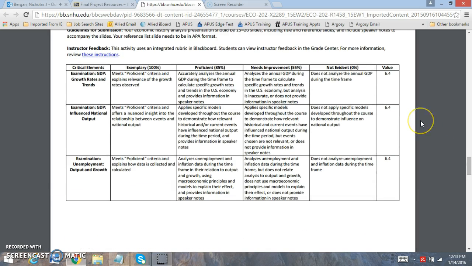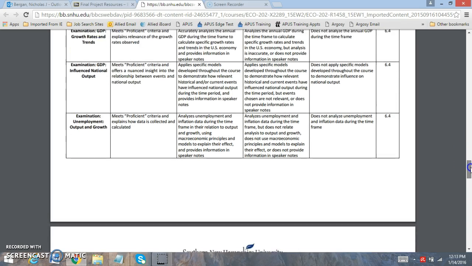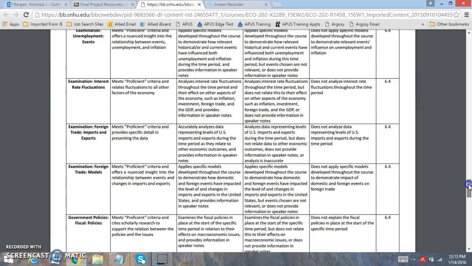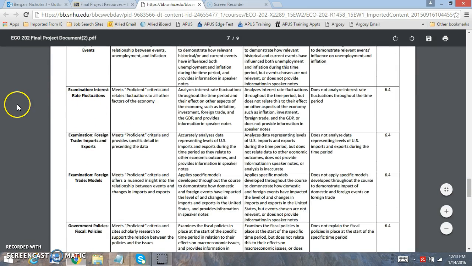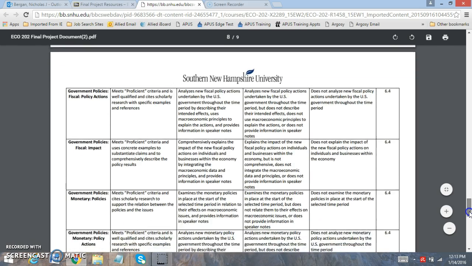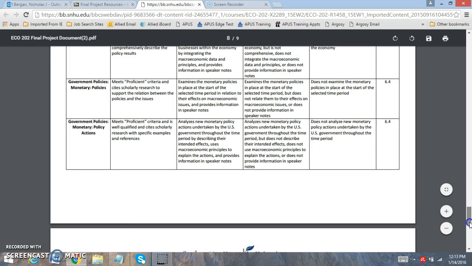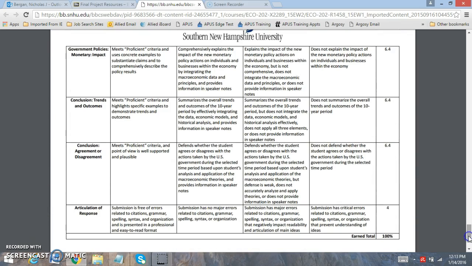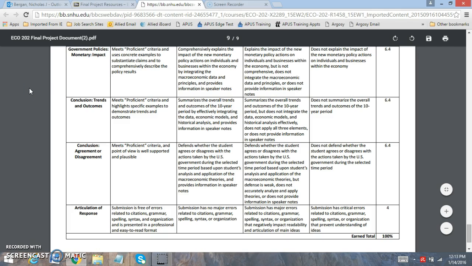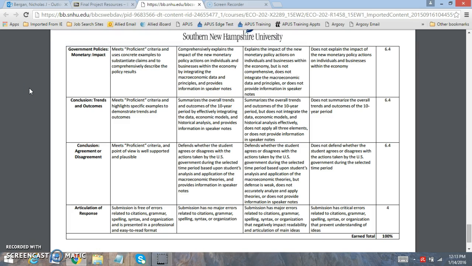Now, how are you being graded on your paper? So you're going to be graded on the examination of GDP growth rates and trends. That's going to be 6.4% of your paper. Then national output, that's 6.4%. Unemployment, that's 6.4%. Unemployment events, interest rate fluctuations, foreign trade models, government policies, monetary policy actions, impact of monetary policy, trends, agreement, and the articulation of your response.